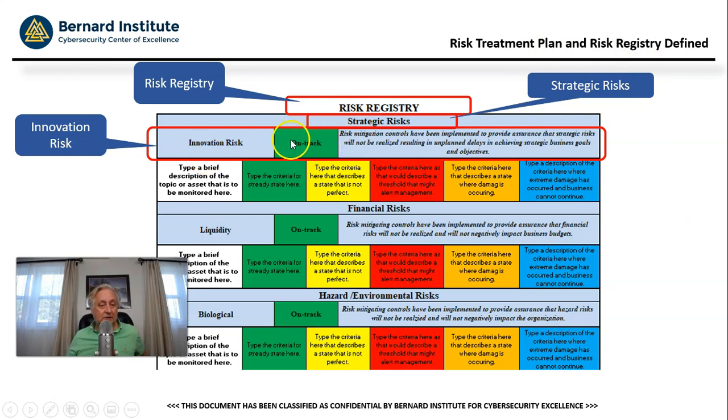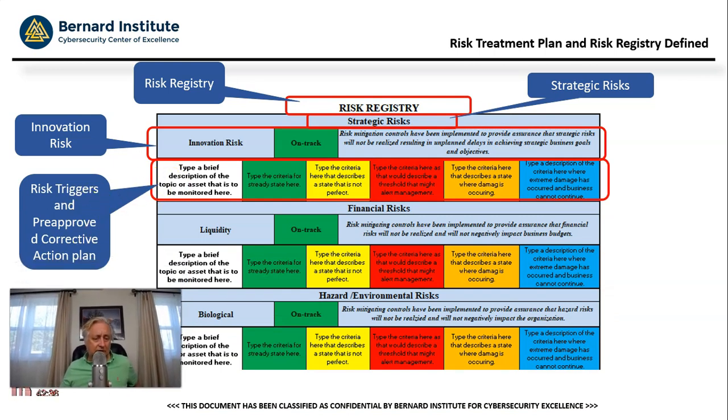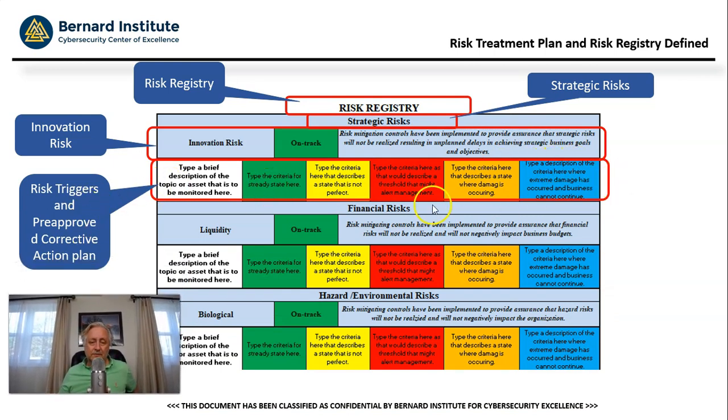Okay, so we have innovation risk. We have a little indicator here to say it's on track. And then we have an explanation of what that means, right? So what is our goal here? What are we heading for here when it comes to innovation? We might have a brief description of the triggers. So we have 5 different triggers here.